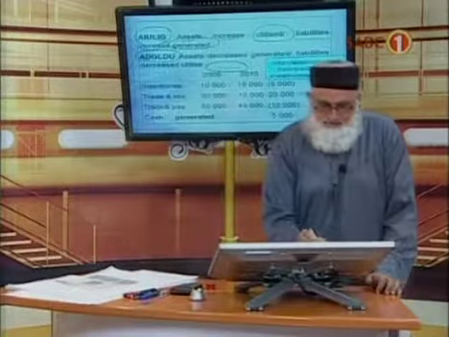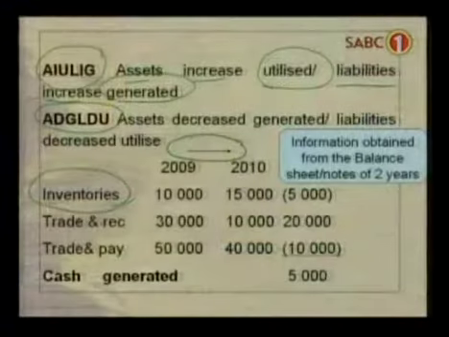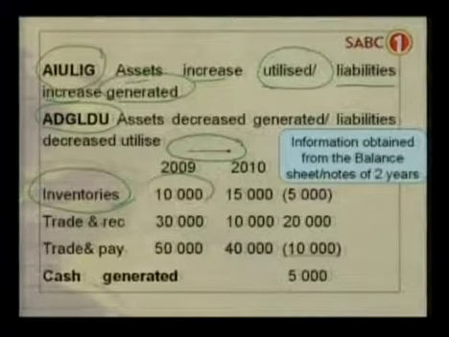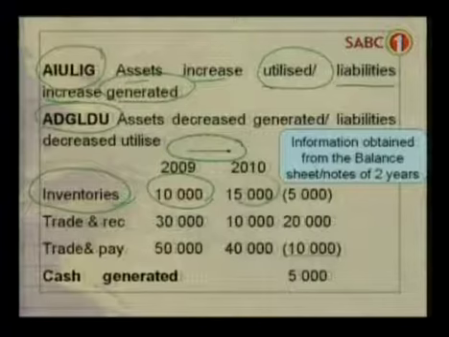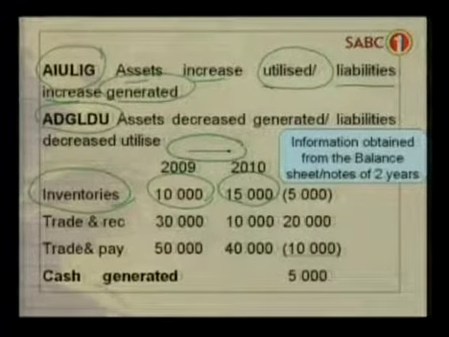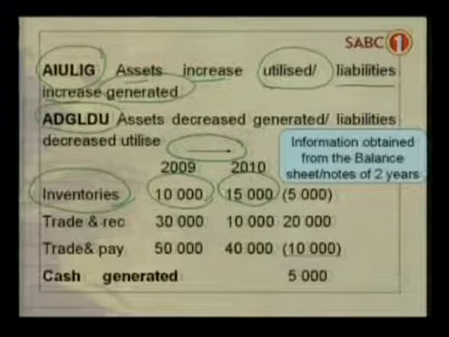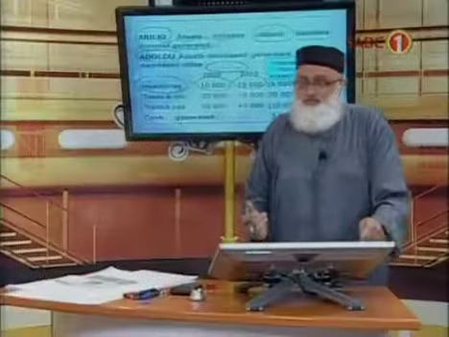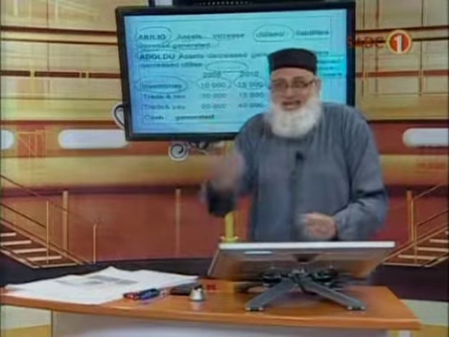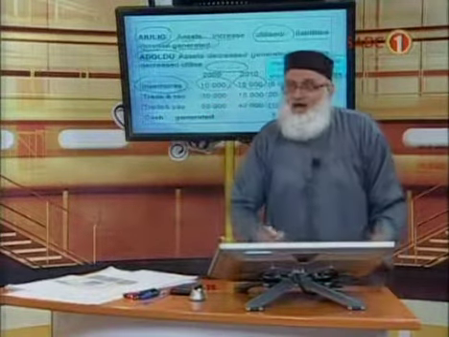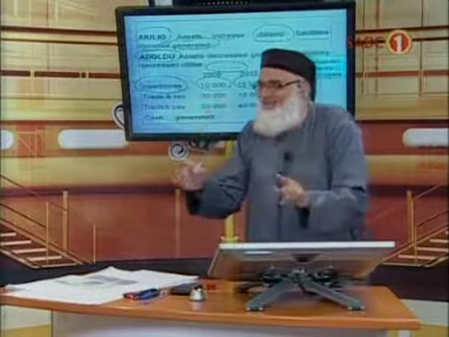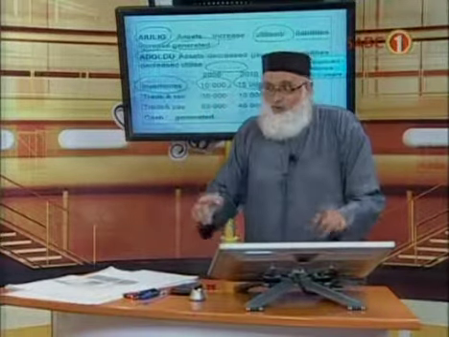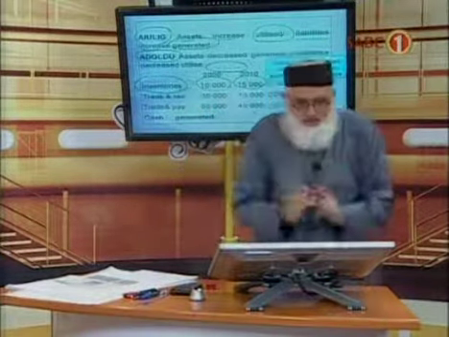Let's look at inventories. My inventories at the beginning of the year was standing at 10,000. Got it? But my inventories at the end of the year, the amount appears as 15,000. What's the question? What happened to my inventory? Remember, inventory is an asset. What's happening to the asset? It's increasing. And when you increase an asset, you are utilizing. Got it?